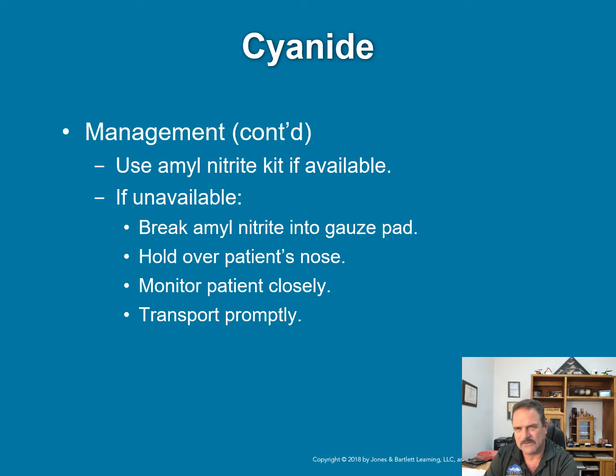If not available, hold gauze soaked in amyl nitrate over the patient's nose. Anticipate hypotension and keep the patient supine with the legs elevated. If the systolic blood pressure falls below 80, consult medical control about whether to administer an IV vasopressor. And of course, monitor the ECG rhythm carefully, notify the receiving hospital of a probable diagnosis so their staff can begin preparation of sodium thiosulfate. Transport without delay to the appropriate facility.